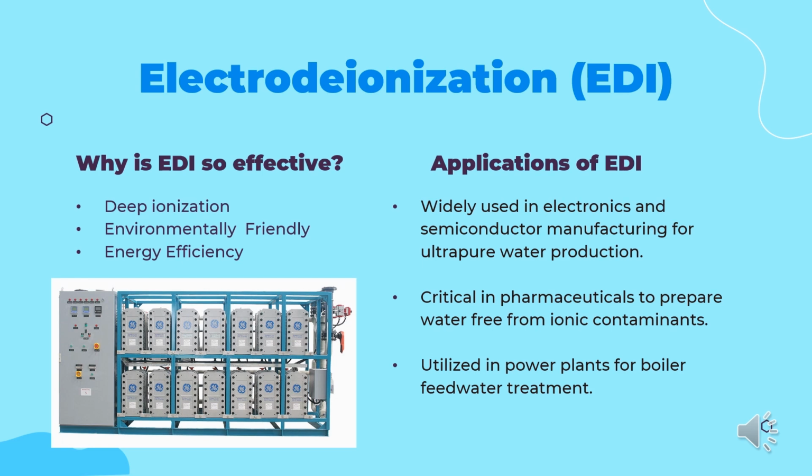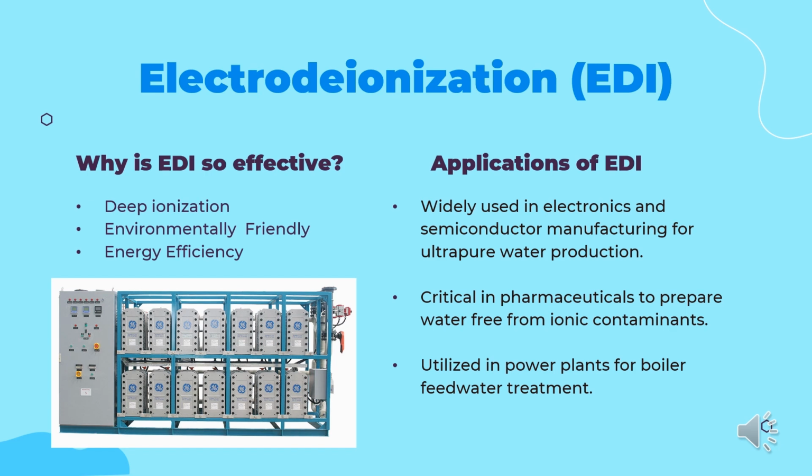EDI is highly effective due to several key features and benefits. First, it achieves deep deionization, removing ions to extremely low levels, making it ideal for producing ultra-pure water for industrial applications. Second, it is environmentally friendly, as it does not require chemicals for resin regeneration. Instead, it uses an electric field to sustain the process. Additionally, EDI is energy efficient, with electricity consumption ranging between 0.2 to 3 kilowatt-hours per 1,000 gallons of product water, depending on feedwater quality and system design.